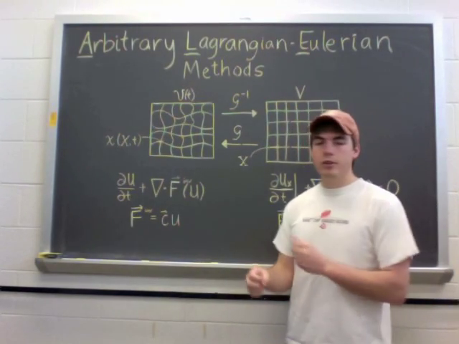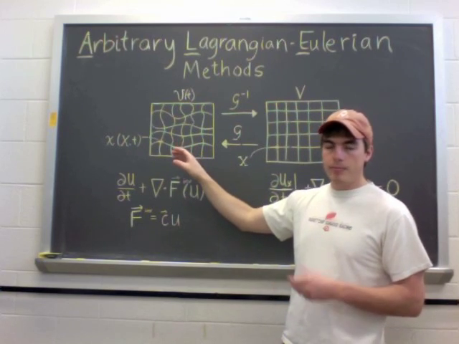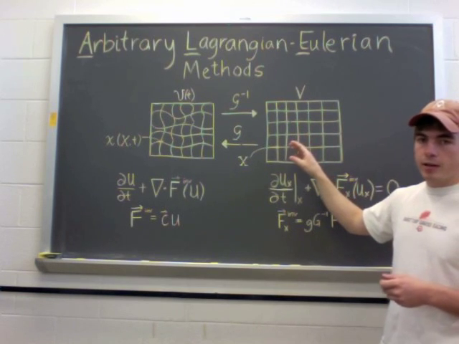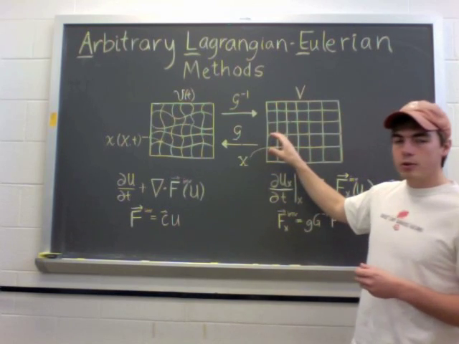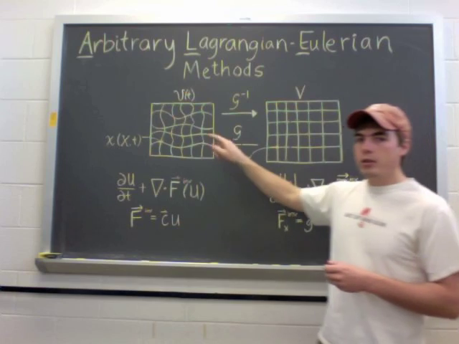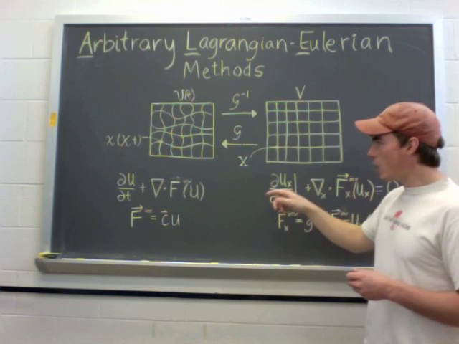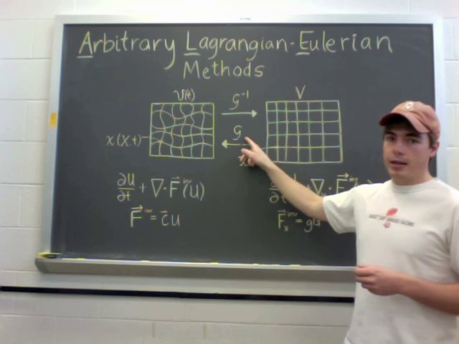So the idea is to introduce two domains. We have a physical domain that changes with time, but is hard to work with. And we have the reference domain, which is fixed in time and relatively easy to work with. So to do that, we need to introduce a mapping from the reference domain to the physical domain, and that's this mapping G. And because the physical domain depends on time, G will also depend on time.